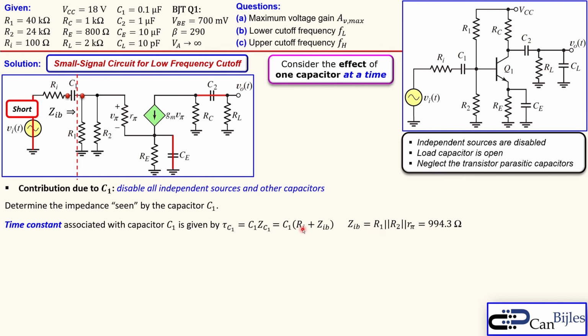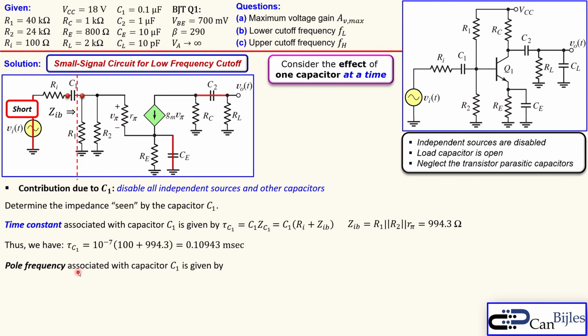ZIB is that, and Ri is given, which is 100 ohms. So we can say the time constant, because of C1, is 10 to the power minus 7, because C1 here is 0.1 microfarads, times the series combination of Ri and ZIB. That will result in 0.10943 milliseconds. So the pole frequency is the inverse of that, 1 over that tau. That's all shown here, and it will result in 9,138 radians per second.